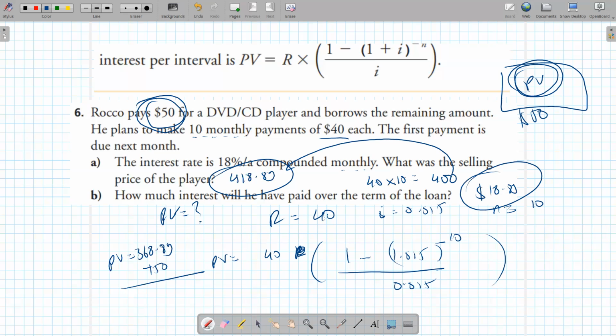The algebra is going to be a little difficult, right? Like if I is missing, then that's going to be a completely different problem altogether. But if n is missing, we use logs. If r is missing, we're just going to divide both sides by the big bracket.